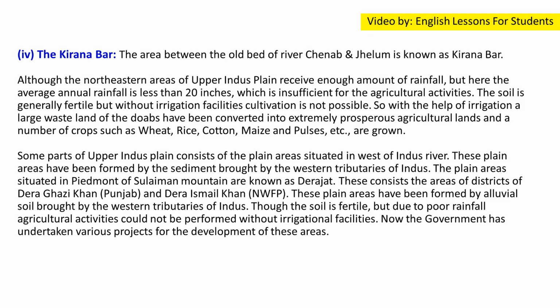The plain areas situated at the pediment of Suleiman Mountain are known as Derajat. These consist of the districts of Dera Ghazi Khan in Punjab and Dera Ismail Khan in the NWFP. These plain areas have been formed by alluvial soil brought by the western tributaries of the Indus. Though the soil is fertile, due to poor rainfall, agricultural activities cannot be performed without irrigation facilities. Now, the government has undertaken various projects for the development of these areas.